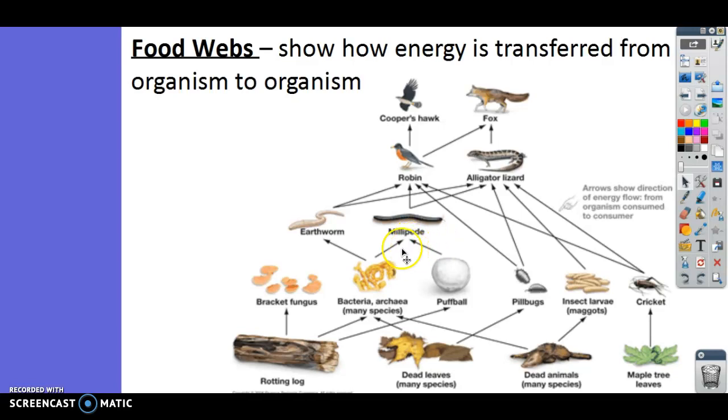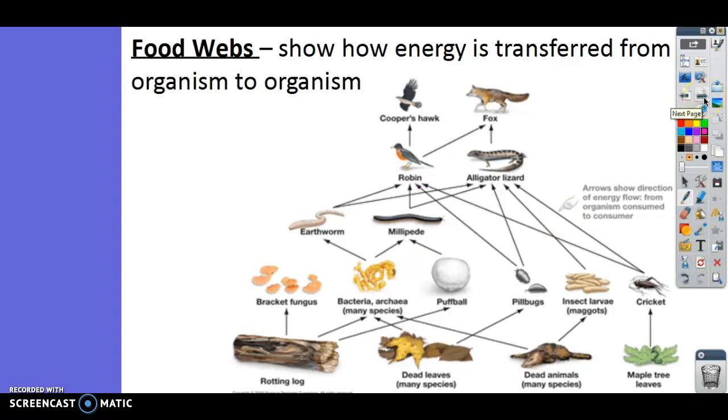Now notice the arrows always point up. Why do the arrows always point up? Well, they're pointing to the organism that's getting the energy. So when you made your food web, I came around and for a lot of you, I had you switch your arrows because you want it always pointing to the organism that gets the energy.